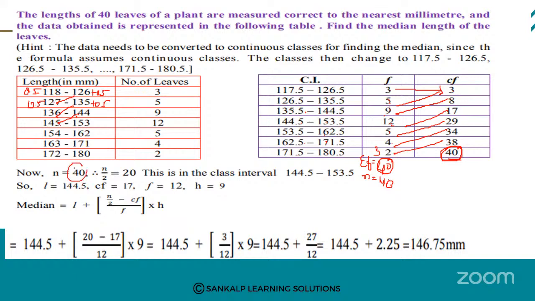Now, the n value is 40. What do we want? We want n by 2 in the formula. So n by 2 is equal to 20. Now we need to find the class interval in which 20 lies.